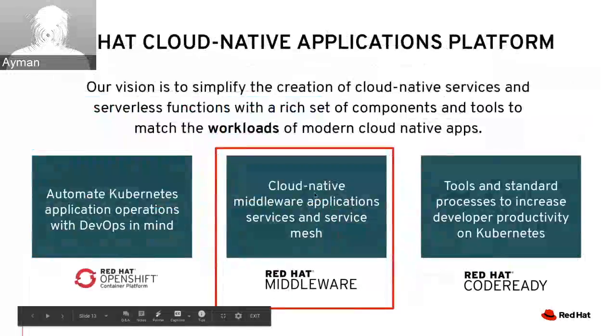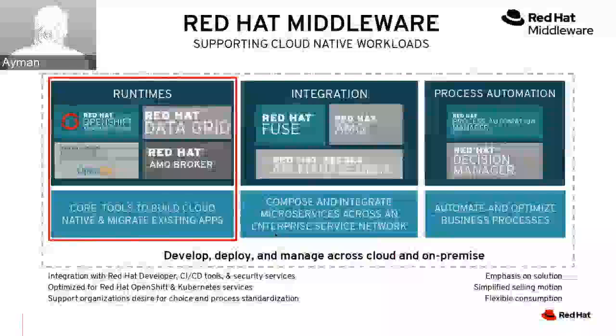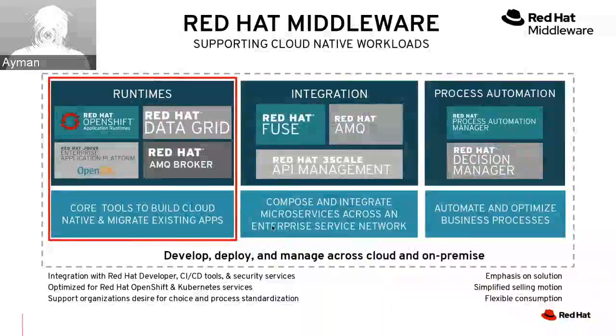And within cloud native, we're going to talk about middleware, application services, and service mesh. The Red Hat middleware is mainly three pillars: the runtimes, the integration, and the process automation. In the runtimes, you have got the OpenShift application runtimes. We're going to focus on that today. Data grid, OpenJDK, message broker. This is bundled with the integration, whether it's Fuse or AMQ, and process automation and the rules engine.